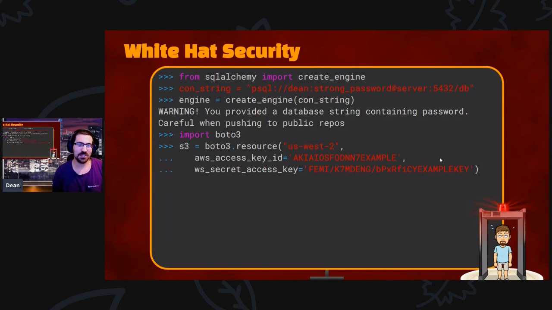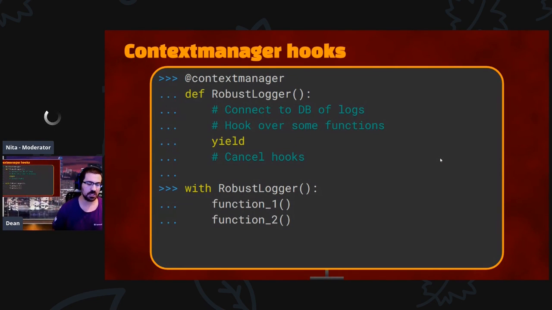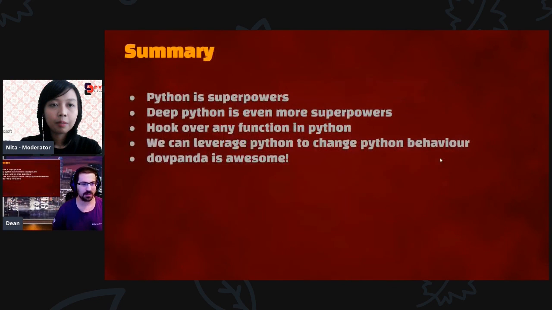So we create an engine and we see there's a password inside the string, so it warns the user: hey, pay attention, you provided a database string containing a password, do not push this into the repos. We can also do this with a context manager and just do a hook.